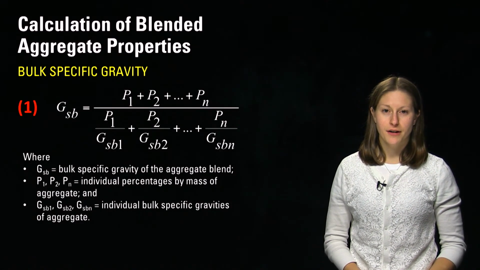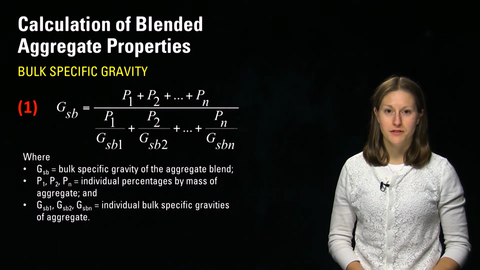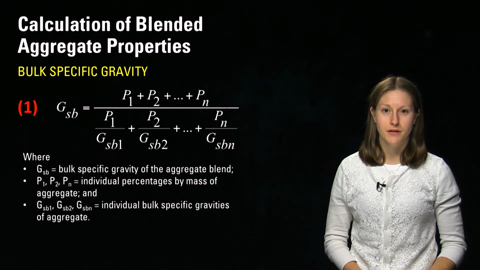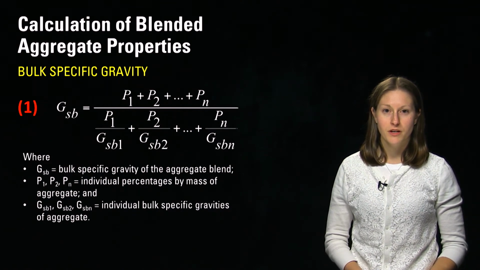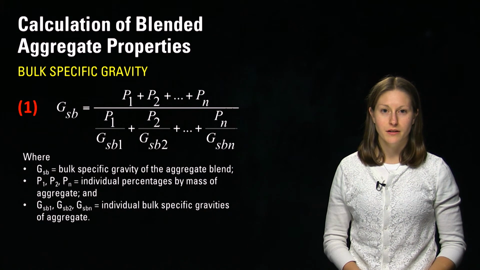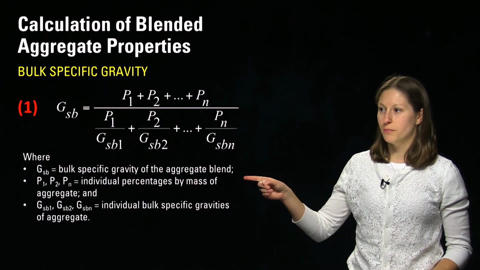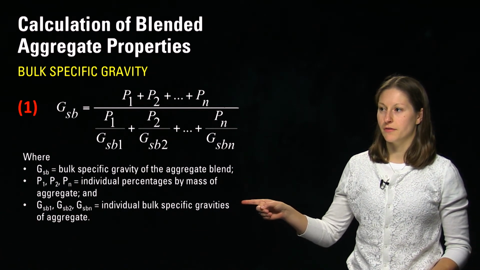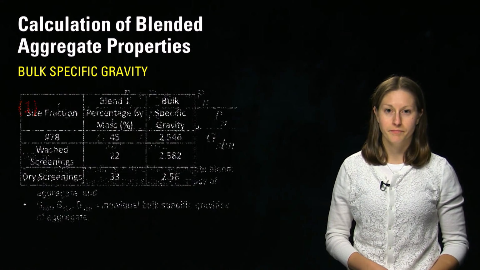After establishing our trial aggregate blends, we have to calculate the blended bulk and apparent specific gravities. We typically only measure the specific gravities of our individual aggregate sources, and then we apply equations to determine the blended specific gravity properties. Equation 1 shows how you can calculate the blended bulk specific gravity as a function of your individual mass percentages of your different aggregate sources and your individual bulk specific gravities. We will solve equation 1 for trial blend 1.